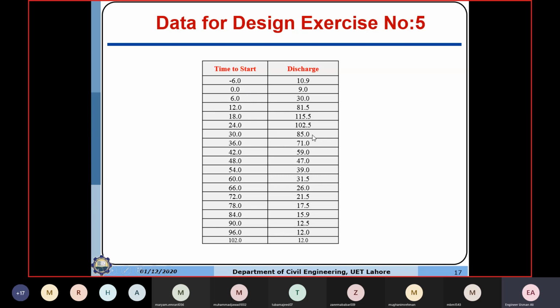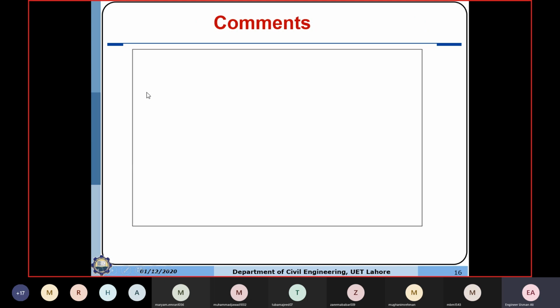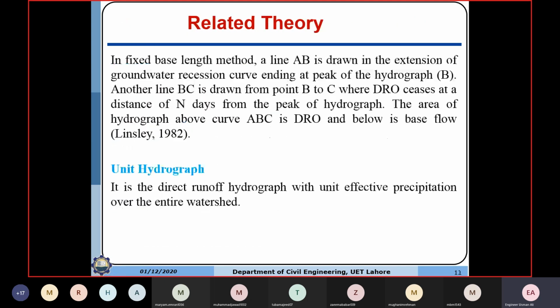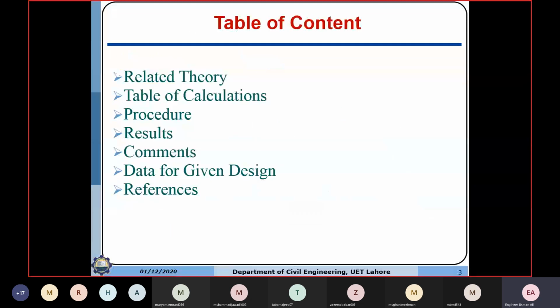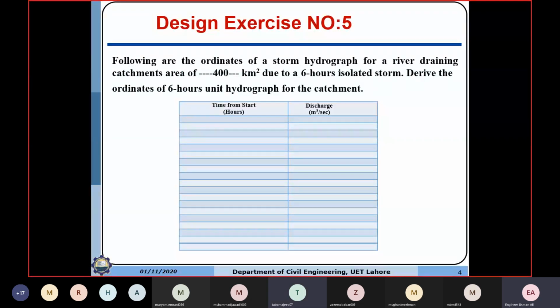Then this discharge continued to come down at the outlet, and it was recorded up to 96 hours, and then up to 102 hours, the discharge in the river again became minimum. So this is the data given to you, that is time versus discharge data given for a 400 square kilometer catchment area where 6-hour rainfall took place and resulted in this discharge recorded with respect to different time steps, the 6-hour time step. So this is the given data I've shown to you. Now again let us discuss the statement.